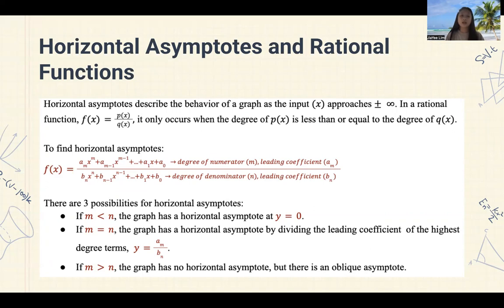And when the degrees of both numerator and denominator are equal, the horizontal asymptote is found by dividing the leading coefficients by the highest degree term. And when the degree of the numerator is larger than the degree of the denominator, the graph will have no horizontal asymptote. However, there will be an oblique asymptote.